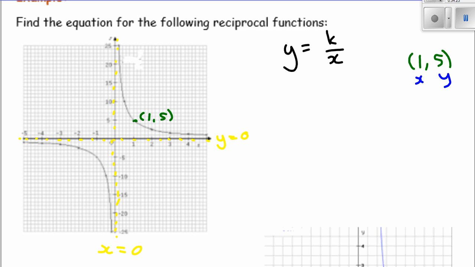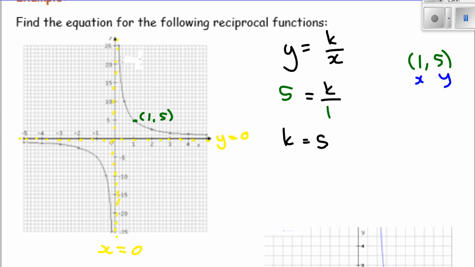Okay, so y equals 5. Oh yeah, that's not exciting, is it? So it ended up being that k equals 5. So k equals 5, so our final thing will be y equals 5.